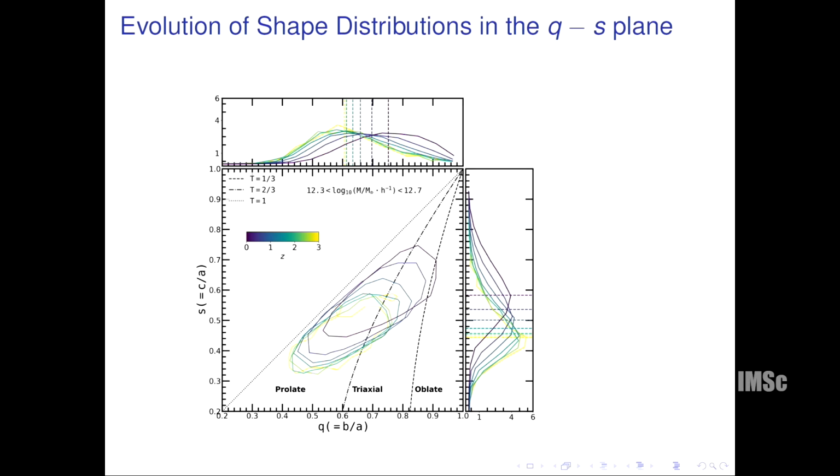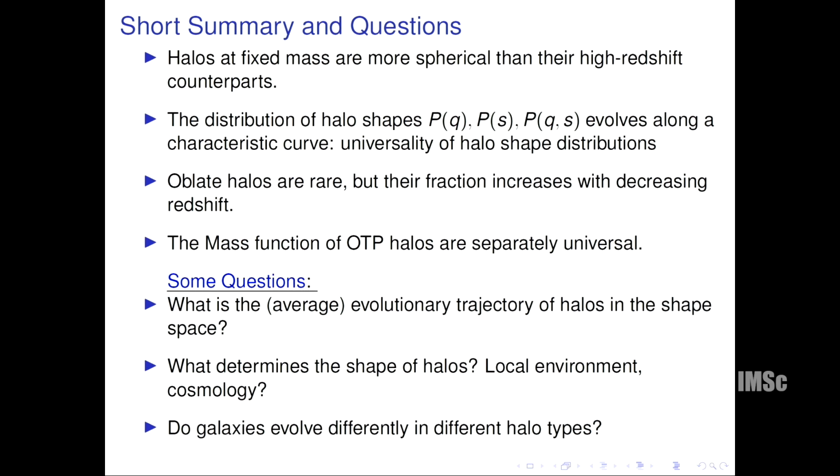In the QS space, you can start looking at these distributions. You start off from here, which is yellow, redshift 3, this is lambda CDM, and you start moving along this trajectory. So that's the statement that typically halos become rounder, or more spherical, with evolution. So this is just a short summary.